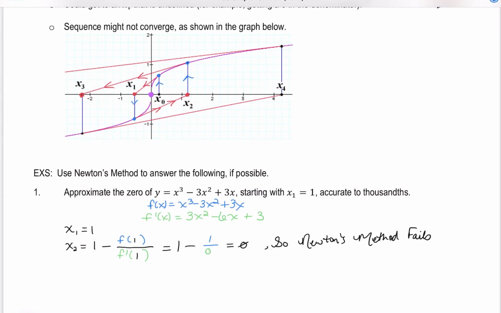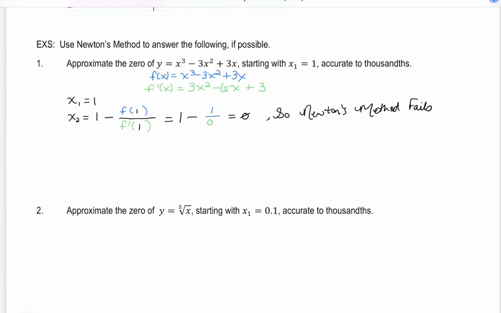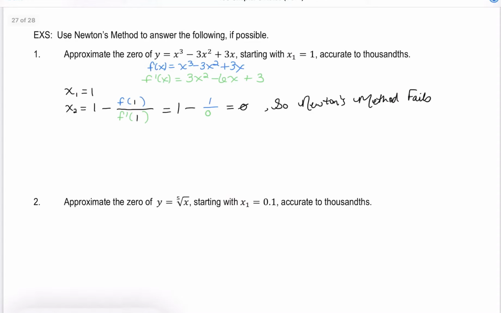All right, let's take a look at one more example. I'll make this one brief, since we've done so many of these by hand and I don't want to spend a ton of time on them. So here's our y, x to the 1/5. If we were going to find y prime, we would have 1/5 x to the negative 4/5. If we were to start at x sub 1 equal to 1/10, our x sub 2 would be 1/10 minus f of that 1/10, divided by f prime of 1/10.